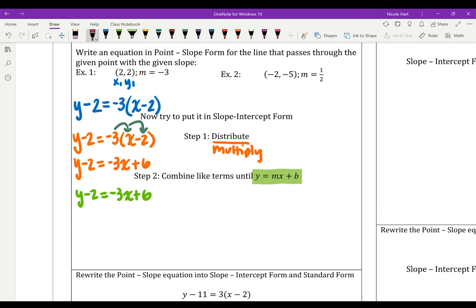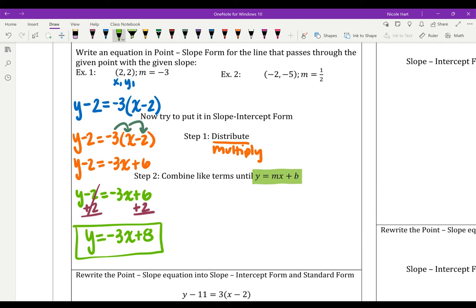In order to do that, I have to get that 2 away from the y. It is saying y minus 2, so I'm going to do the opposite, which is plus 2 on both sides to get rid of that 2. So we are left with y equals -3x, 6 plus 2 is 8. So that is our equation in slope-intercept form.